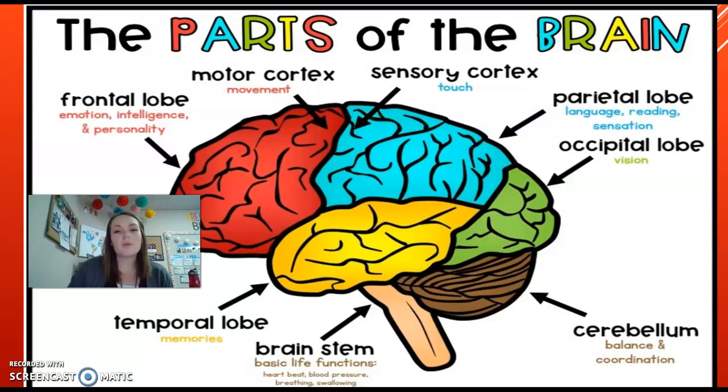If you go a little bit further behind, we're still in the blue section. We're going to talk about the parietal lobe, and this is where your language and reading happens. So this gives you the ability to speak and say certain things, as well as look at a book and read the words on the page.